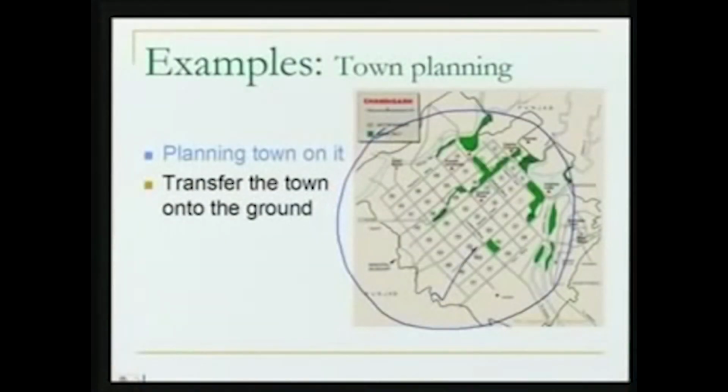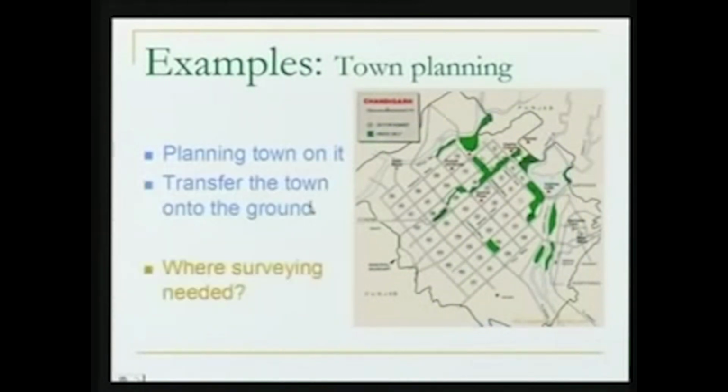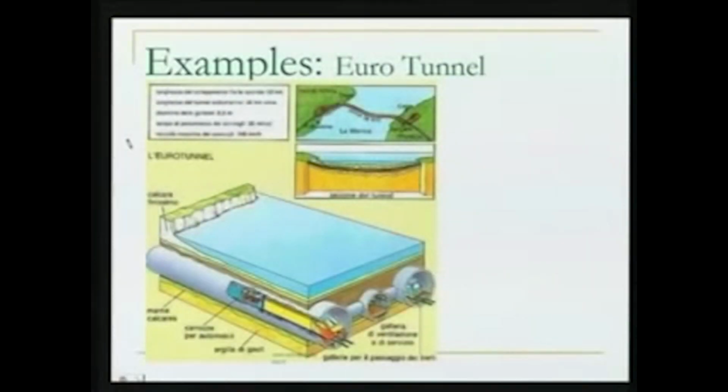So the next thing we need to do is transfer this gridiron pattern, or we can say the town, onto the ground. To transfer the town onto the ground, we need to do surveying. So now you know, in this exercise also, where all we require surveying. So this is another example where we need surveying.